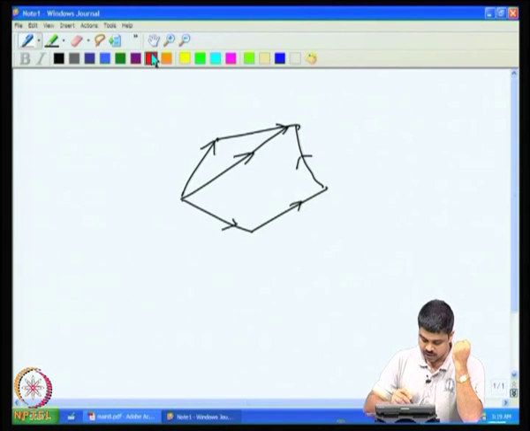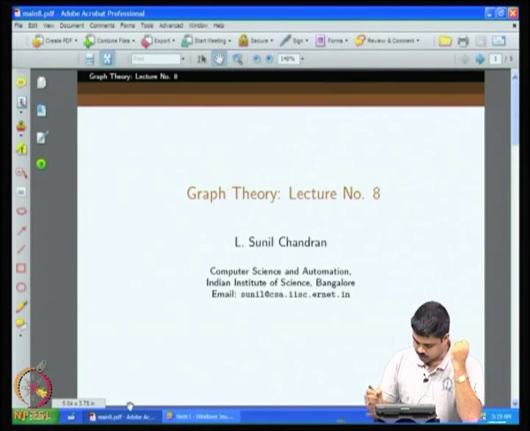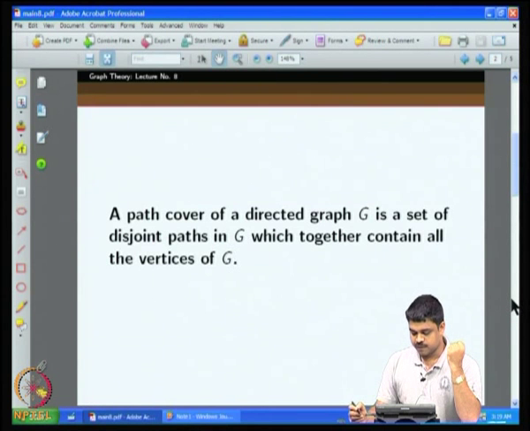Here for instance, for this graph I can select this path and this path. These two directed paths will cover all the vertices of this graph. So this kind of paths is called a path cover. For instance, we can look here. A path cover of a directed graph G is a set of disjoint paths in G which together contain all the vertices of G.